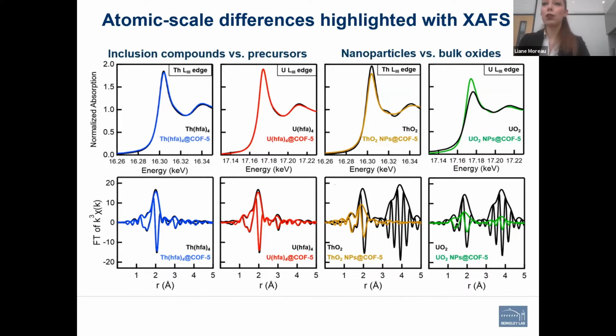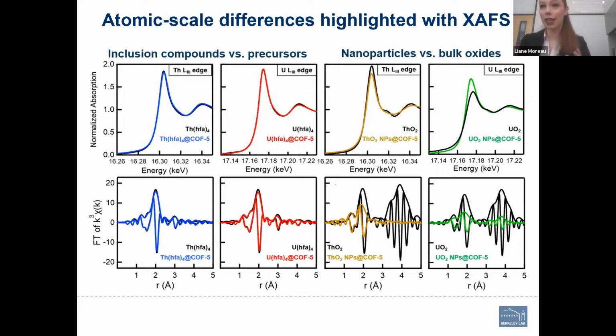And then also we took a look at the nanoparticles and compared them with their bulk oxides. That's what we're trying to learn about here, right, is how the nanoparticles might behave differently from bulk. And so we looked both at the XANES and the XAFS, and I'll go a lot more into the XAFS analysis. But for the XANES, interestingly enough, we didn't necessarily see the same trends if we compare uranium versus thorium.